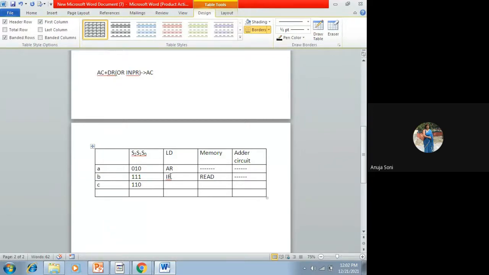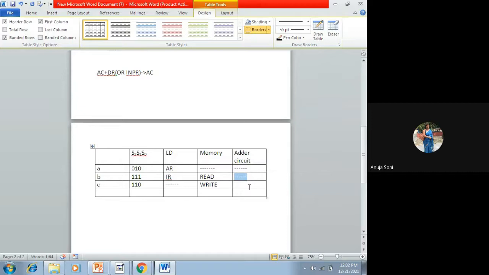And now next question is, where will it ultimately be written or loaded? Nowhere, it will not be loaded in any register. That's why null. But one copy will be written to memory. That's why I am writing write. Write signal under the memory. And no adder circuit, that means again null.